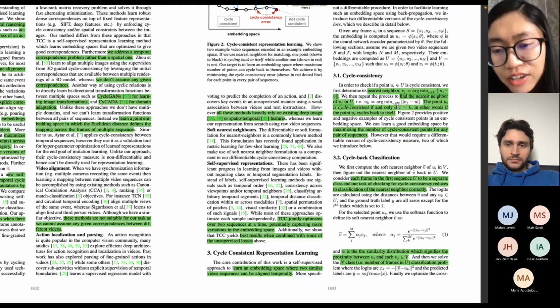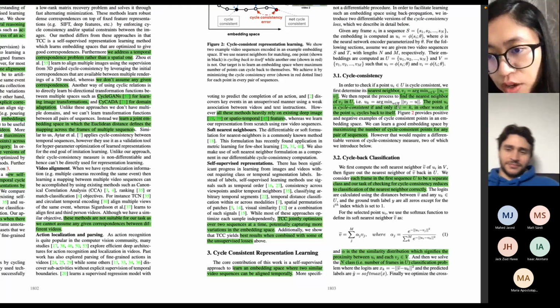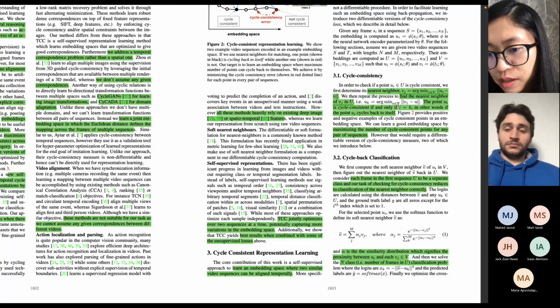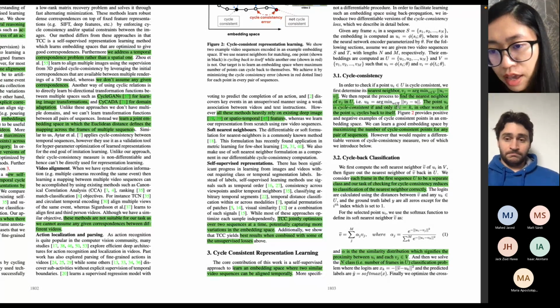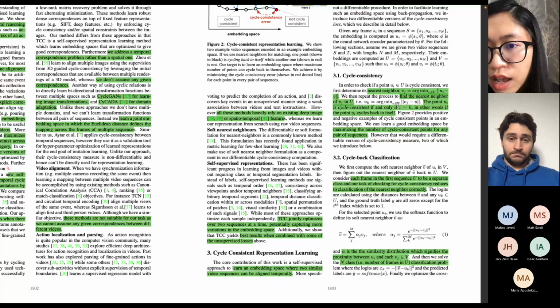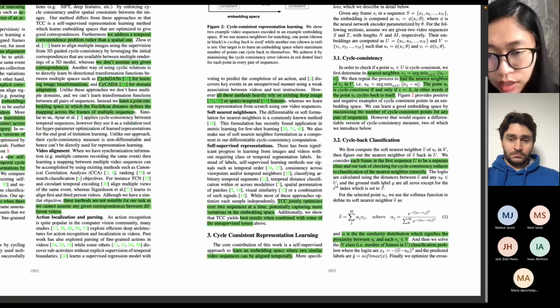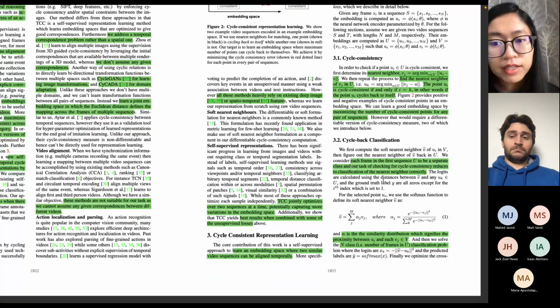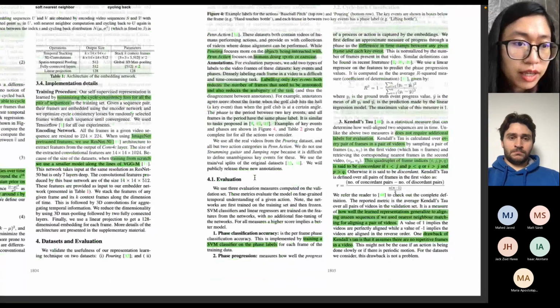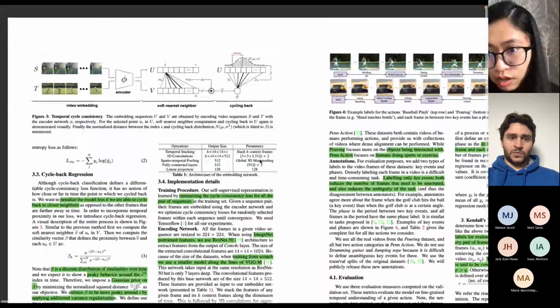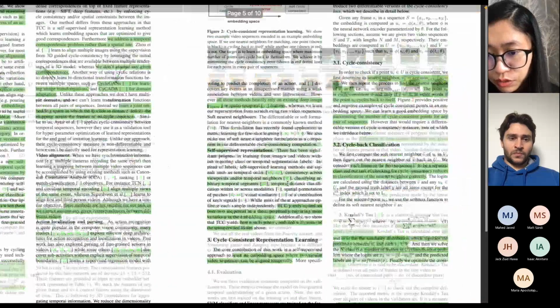Cool. Okay, let's go into the loss that they use here. There are two different loss functions that they use. First is the cycle back classification. Second is cycle back regression. Okay, let's dig into the first one first.